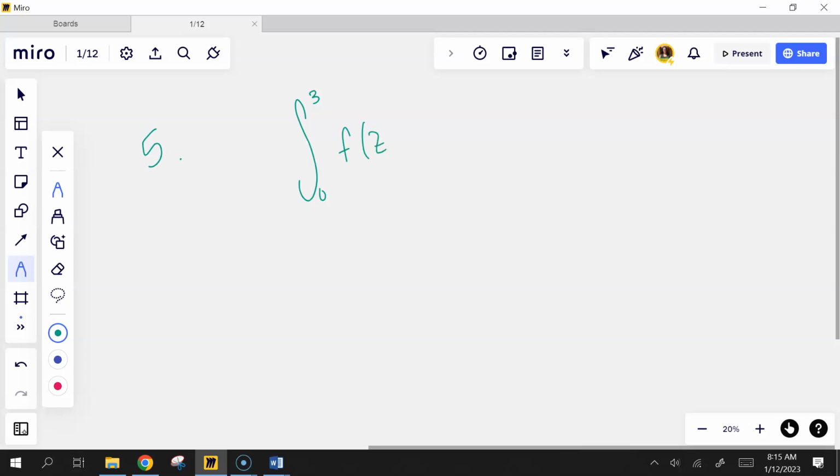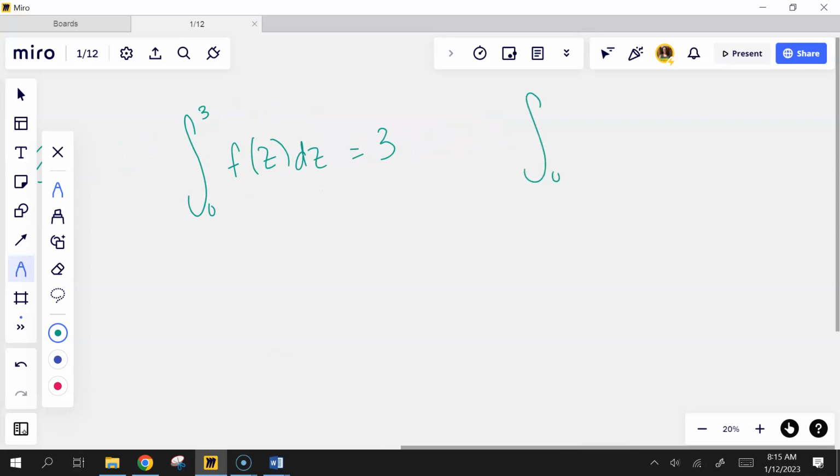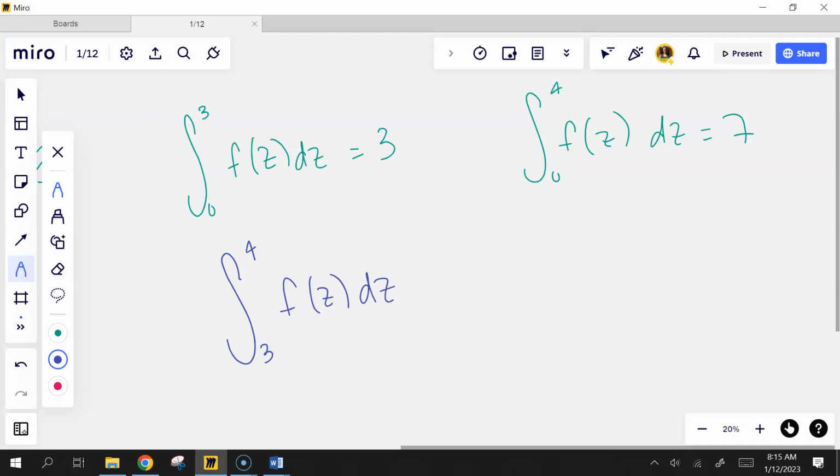The integral from 0 to 3 of f of z dz. All right, find each integrand or integral. So what is the integral from 3 to 4 of f of z dz?